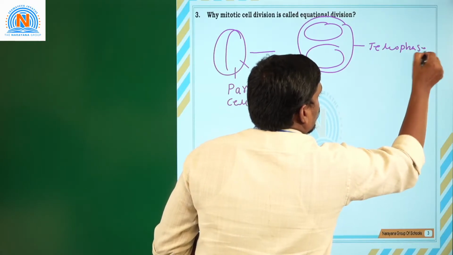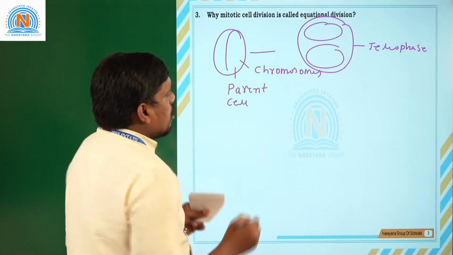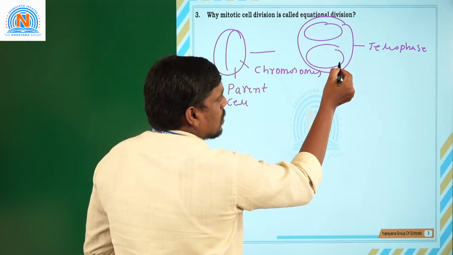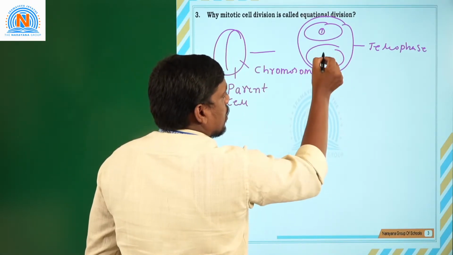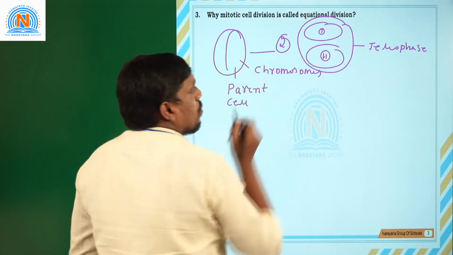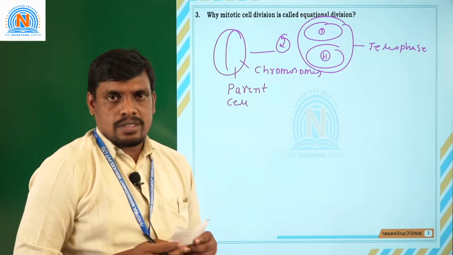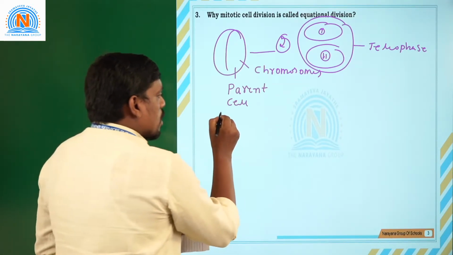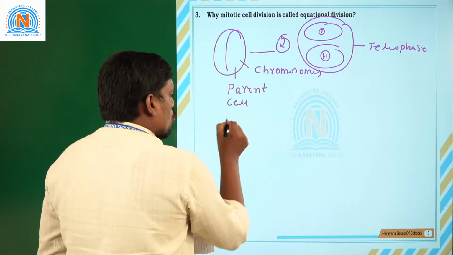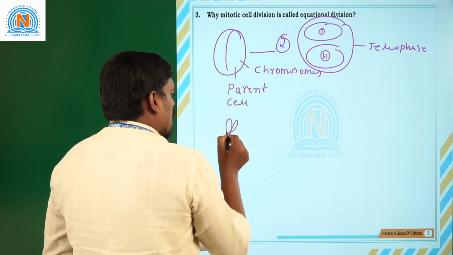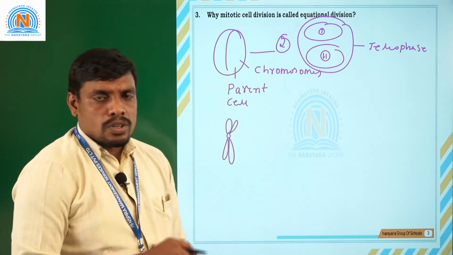Because of the presence of an equal number of chromosomes in the parent cell as well as in the daughter cells. This is the first daughter cell, second daughter cell. Altogether 2 daughter cells are forming at the end of the telophase in mitotic cell division. What do you mean by a chromosome? Let us see the definition of a chromosome and learn its importance.